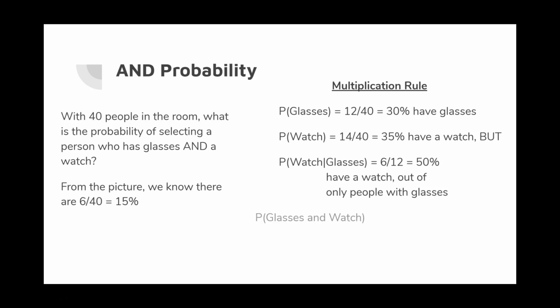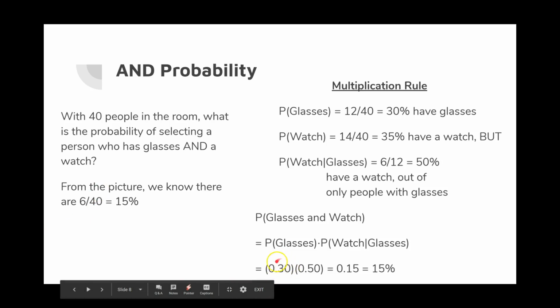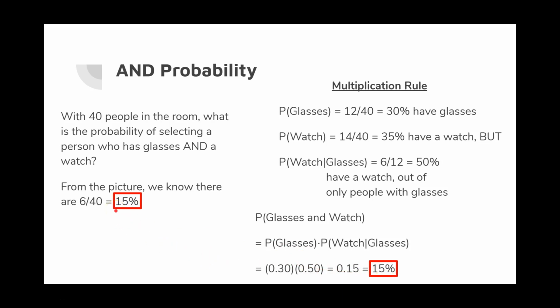So the multiplication rule tells us if we want the probability of glasses and a watch, we need to multiply the probability of having someone with glasses times the probability of someone having a watch, but only out of those people that have glasses. That is the multiplication rule. And when we do that, we take a piece, so we take that 30%, and out of that 30%, we're taking another piece. We're taking half of those 30%. And we get the exact same answer, 15%, both from the multiplication rule and from actually using just the picture and looking at it.